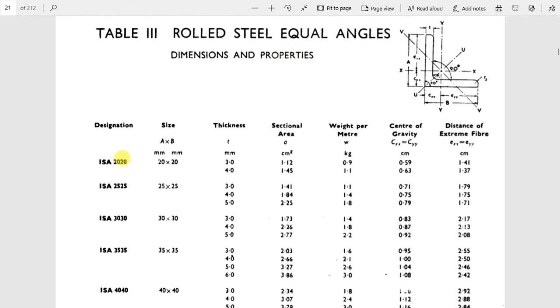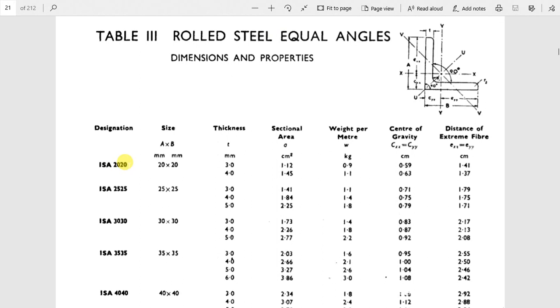This 20 and 20 represents the lengths A and B. As we are dealing with the properties of equal angles, these two will be the same. So you can see the size here, A and B is 20 and 20. The thickness T is 3. For this ISA 2020, you have 2 thicknesses. If you are referring to ISA 2020 into 3, you have to refer to these properties in this line. Similarly, if you are referring to ISA 2020 and the thickness is 4, you have to refer to the values which are in these lines.